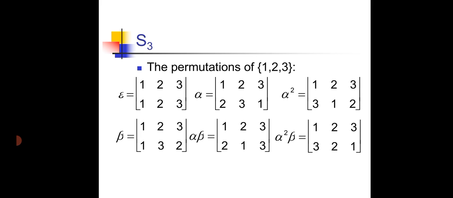No other results other than this 6. So this is the final 6. You can't get any more results other than 6. So for 3 elements for permutation, you get only 6 permutations.